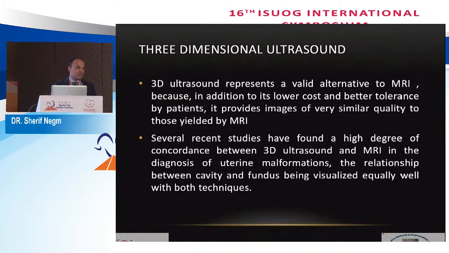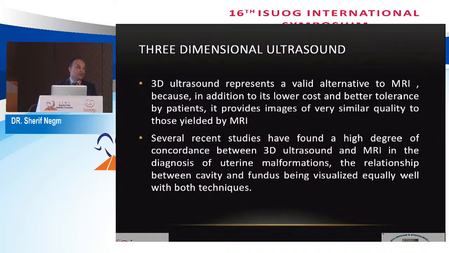Of course, for a definitive diagnosis, if you suspect something by 2D ultrasound, it's best to confirm your diagnosis by 3D ultrasound. And of course, as we all know, several studies have found that 3D ultrasound is just as good as MRI, which was previously considered to be the gold standard for diagnosing Müllerian anomalies.